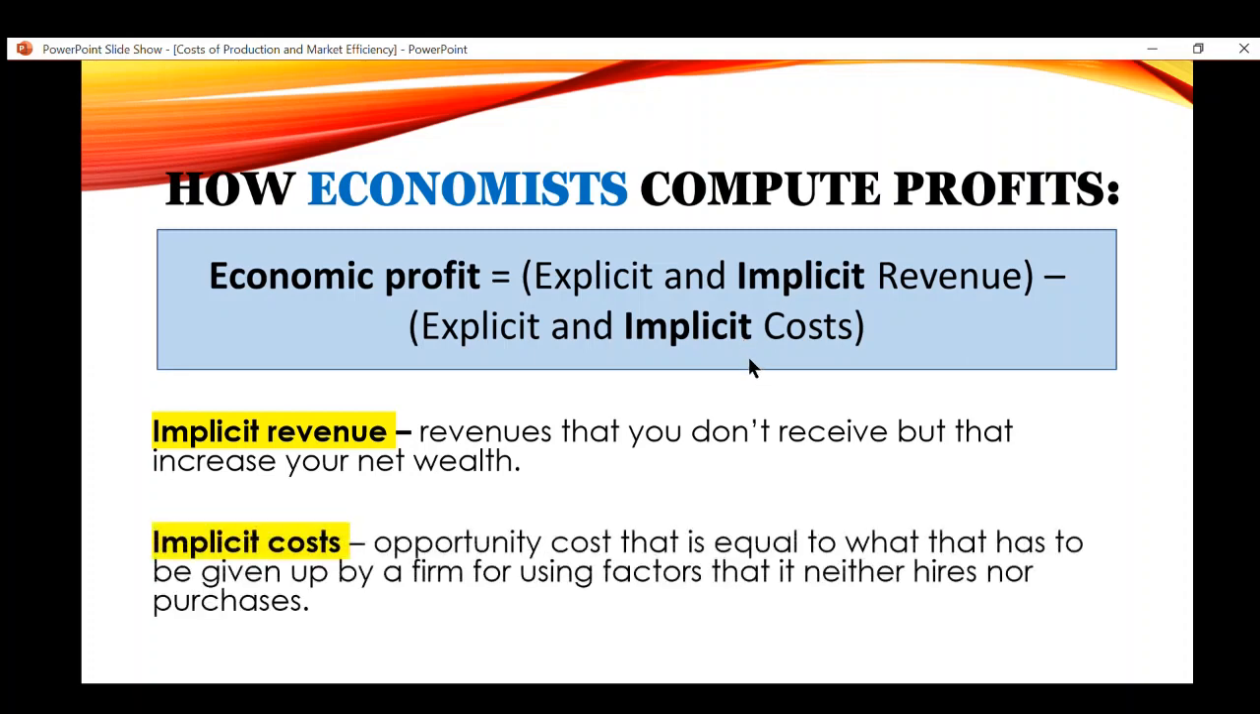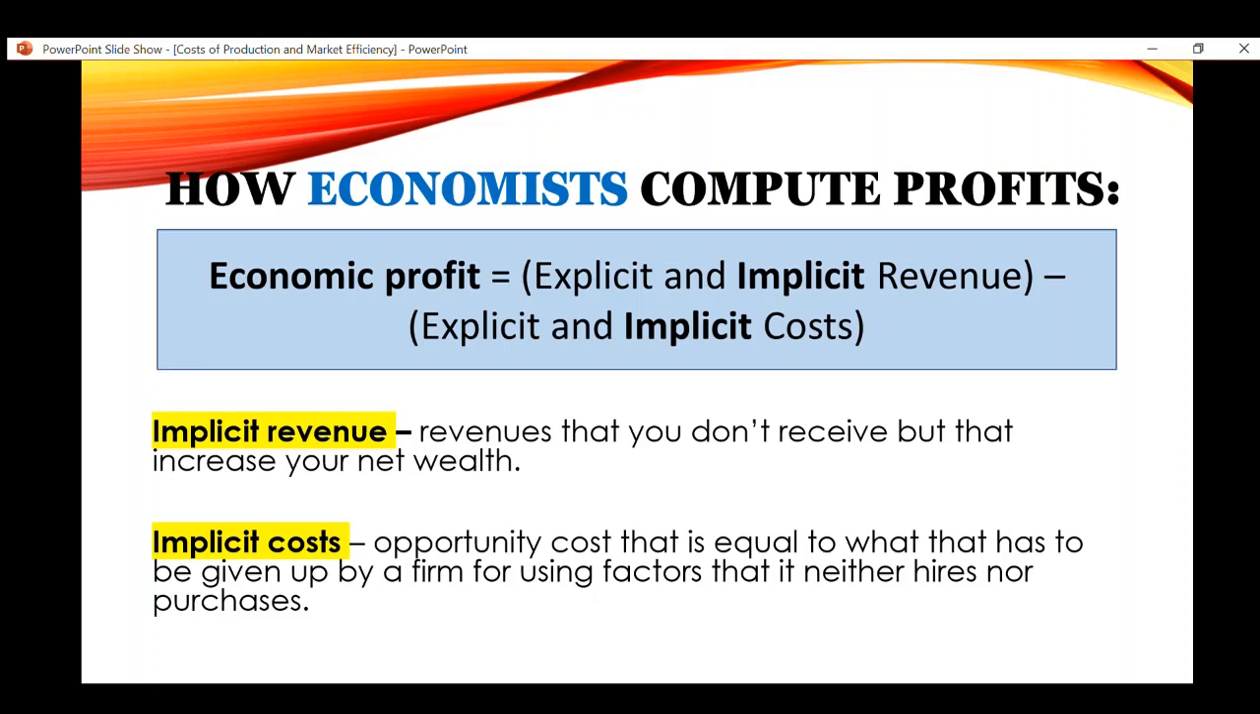Then when we say implicit cost, that's an opportunity cost that is equal to what has to be given up by a firm for using factors that it neither hires nor purchases. So in short, this is our opportunity foregone. That when we choose a certain alternative, we need to give up the benefits foregone on the alternative nga wala na to pilias.